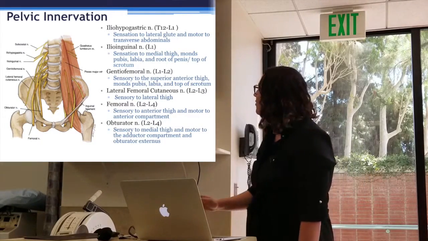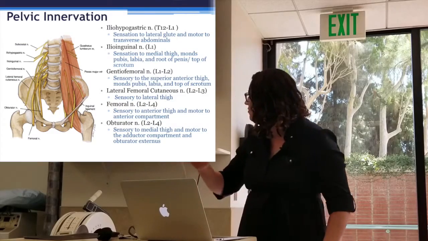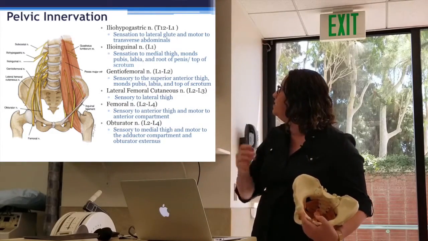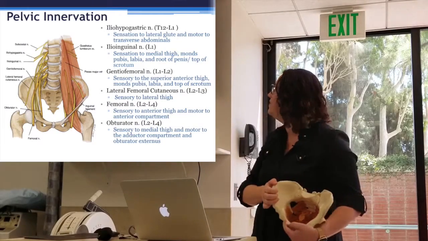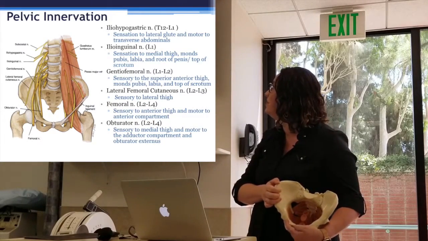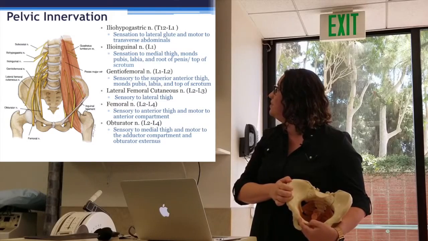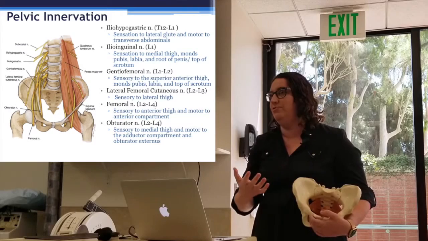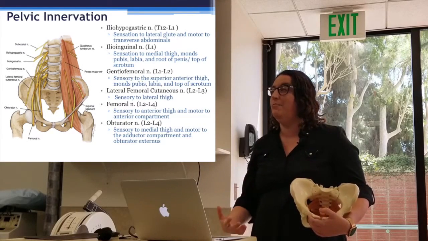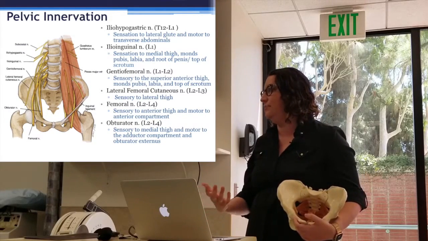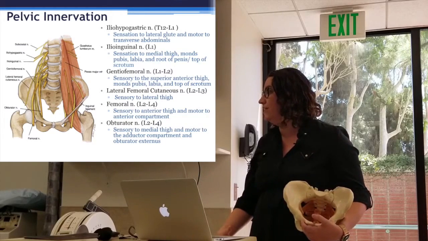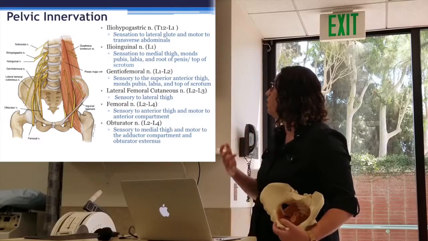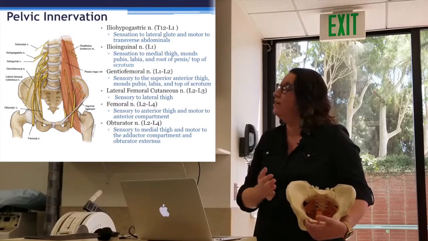We also have our ilioinguinal, and ilioinguinal is going to travel down right underneath the iliohypogastric there. It is L1 supply, and it is going to be providing sensation to the medial thigh, the mons pubis, the labia, the root of the penis, and also the top of the scrotum. So again, if your patient is reporting maybe medial thigh pain, it might be appropriate to ask them if they're experiencing any pain or any loss of sensation within maybe the base of their penis or top of the scrotum if they're male, or the labia and mons if they're female.